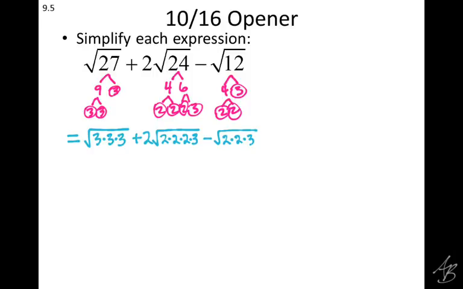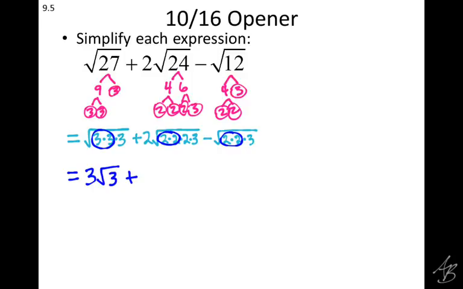All right, so after we rewrite it, now what are we doing? Looking for pairs. So in that first one, we have a pair of 3s. Second one, we have a pair of 2s. And then the last one, we also have a pair of 2s. All right, and what are we going to do with those pairs? They go on the outside. So that first square root, we get the 3 on the outside and the 3 left on the inside.